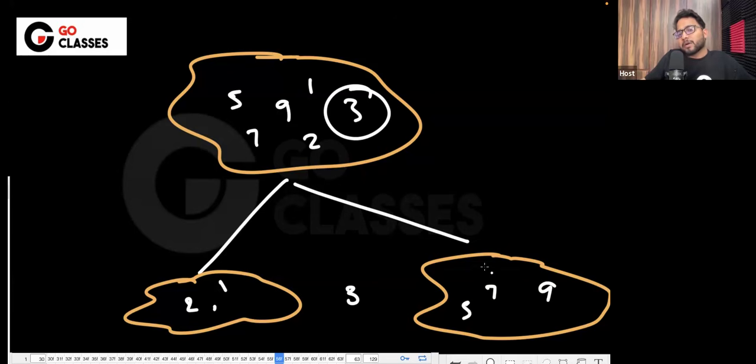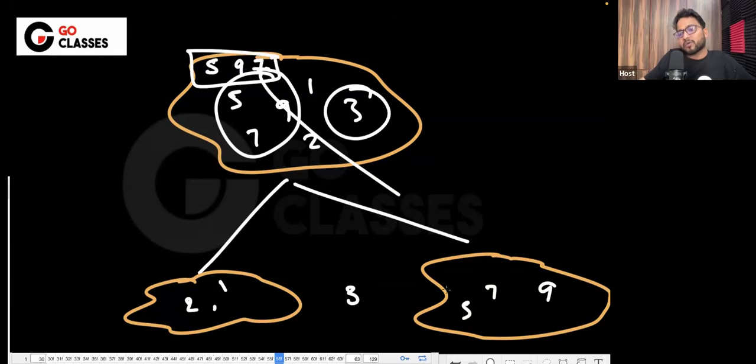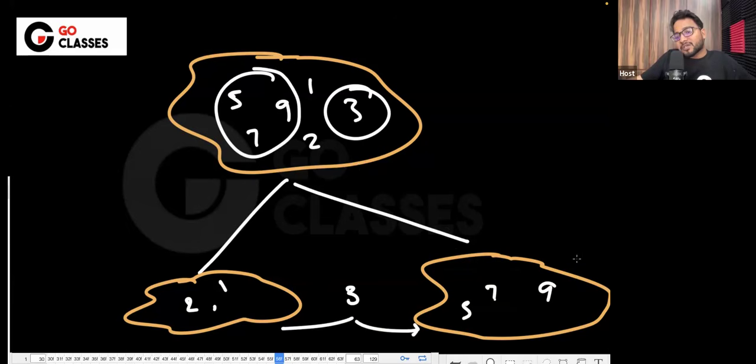Why am I not writing it like an array? To highlight one very important point: the relative order of 5, 9, 7, like whether 5 should come after 9 or 7, is not determined by the quicksort. You can decide based on your implementation. The partition algorithm says one thing: I will partition in such a way that less than or equal to 3 are here, greater than or equal to 3 are here. It does not say anything about the relative order of 5, 9, 7.